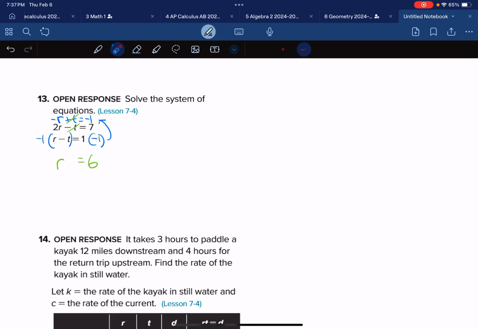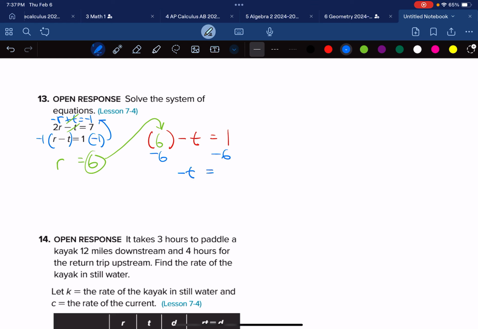We can plug that in wherever we want. I want to plug into this equation because it has the least numbers in it. So when I do that, I have r minus t is equal to 1, and my r is this 6 value that I will now plug in. So I now say 6 minus t is equal to 1. I'm going to subtract 6 on both sides, and unfortunately I'm still left with a negative t, and that's going to be equal to a negative 5.